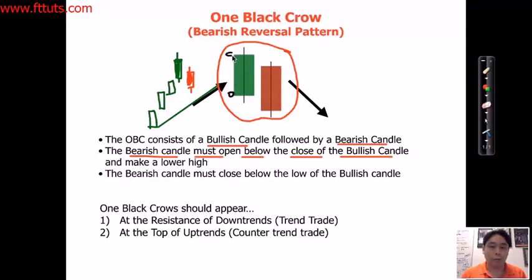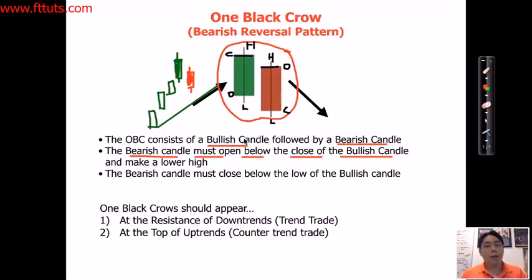That's the close. This is the high. This is the low, right? This is the open of the bearish candle. That's the close. That's the high. And that's the low, right? So criteria one is the bearish candle has to open, this is the opening price, below the close of the bullish candle. So that is the first criteria that must be met.